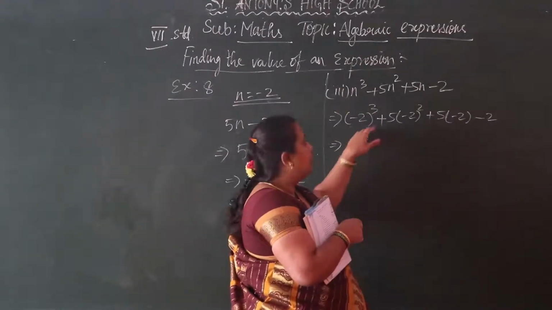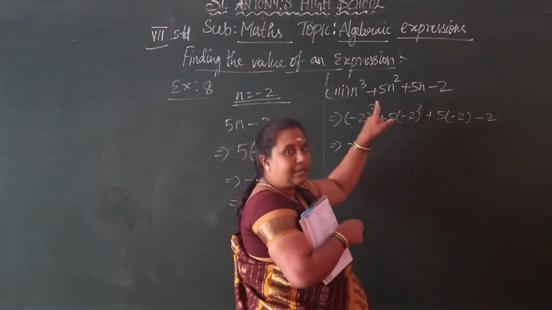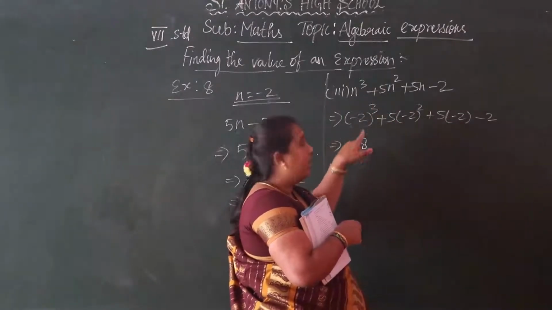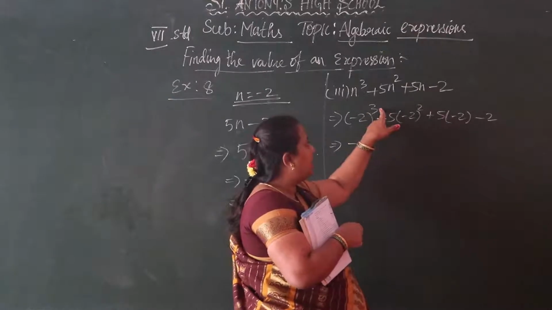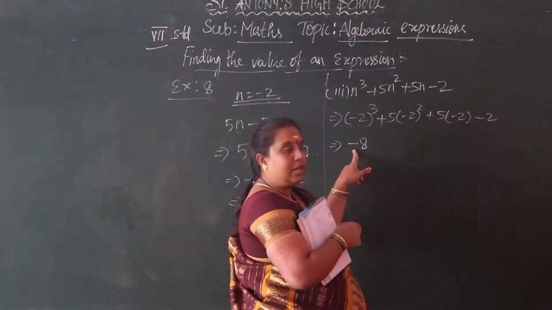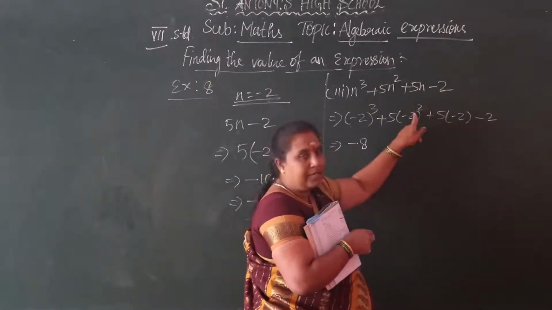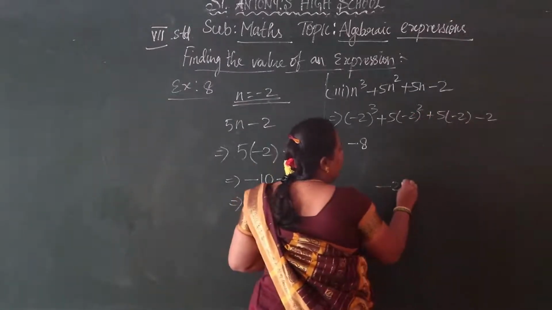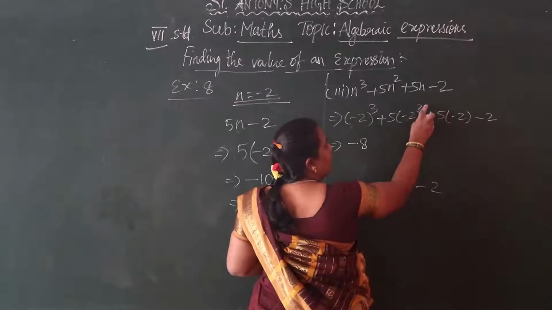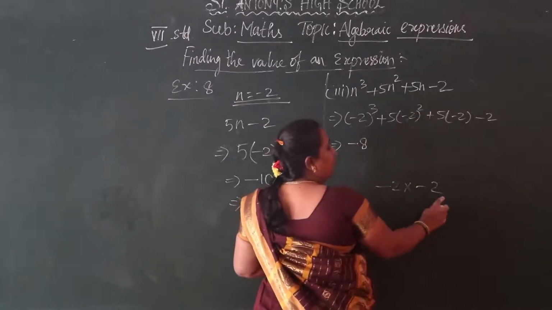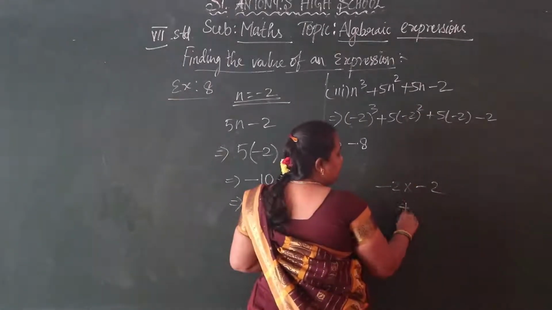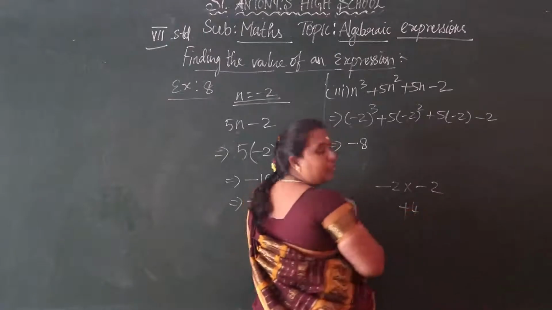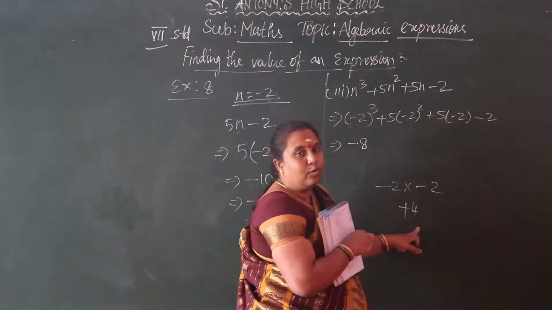Okay, children, so in exponents if we have an odd number, we have to write minus. In exponents if we have an even number, we have to write plus. Okay, see, now 2 is an even number. Is it right? 2 is an even number. See, minus 2 into minus 2. So minus 2 power 2, minus 2 into minus 2. See, minus into minus plus. 2 2s are 4. So we have plus 4.